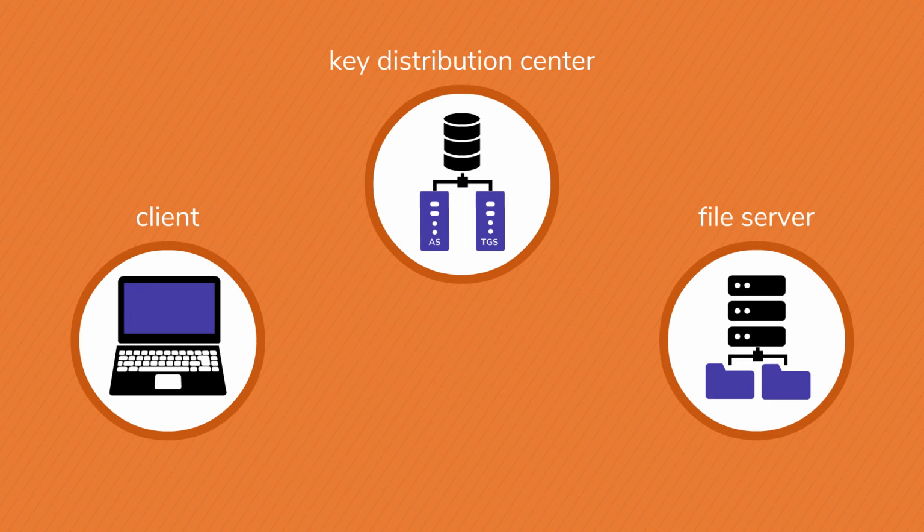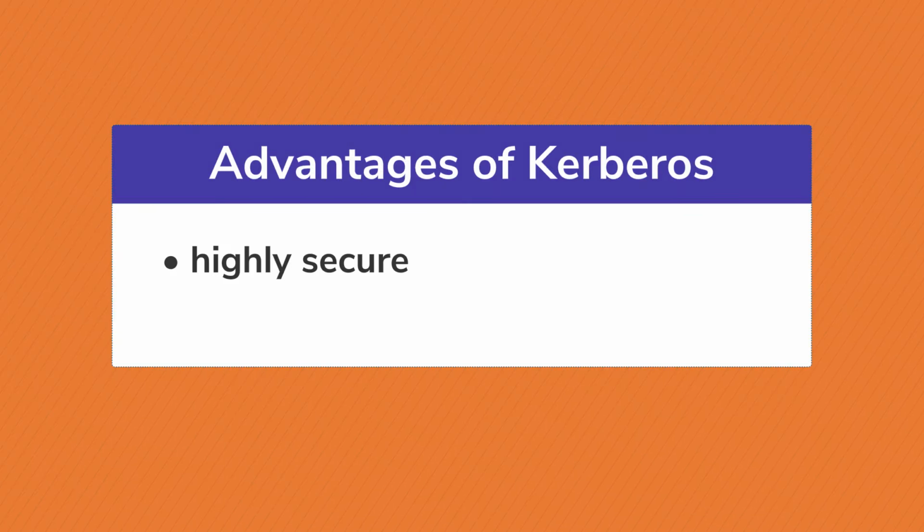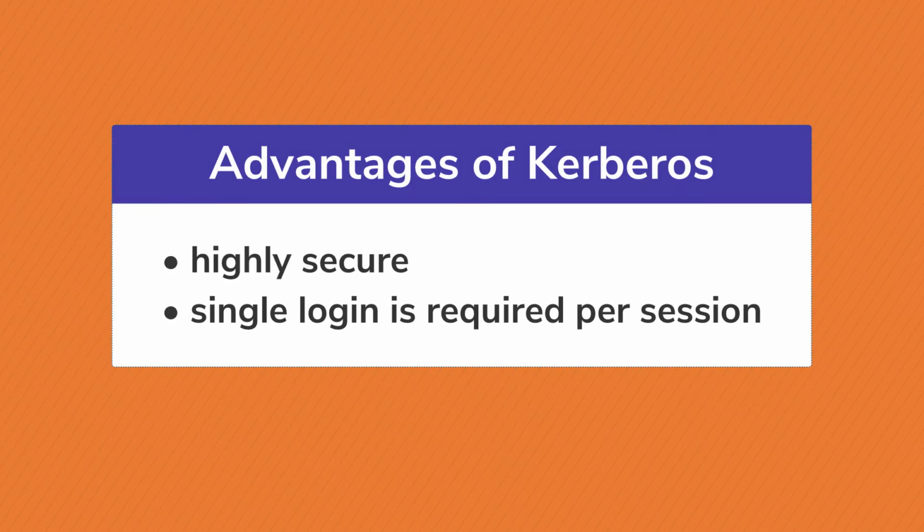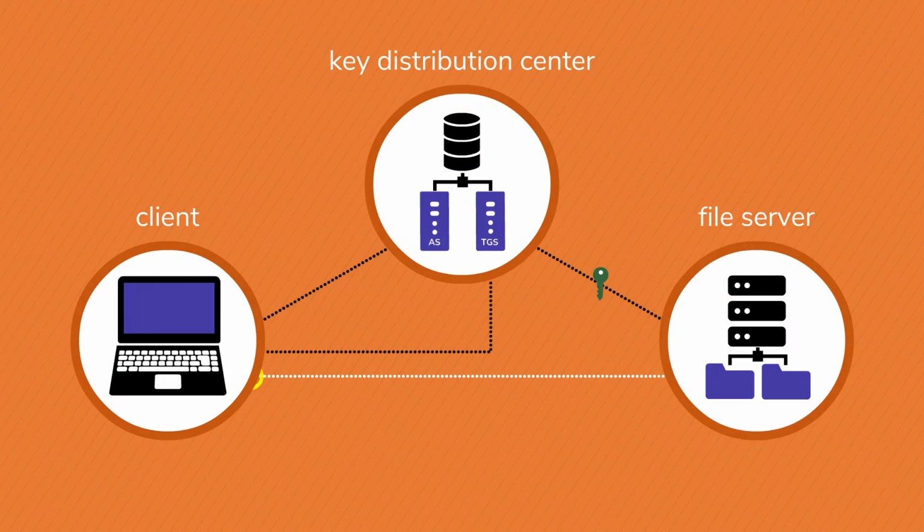The file server receives this token and encrypts the token with a secret key shared with the ticket-granting server. Based on the token, the file server allows time-sensitive access, meaning the client can access the file server only for a certain amount of time. Kerberos is highly secure and uses a single login per session. In this demonstration, you learned about Kerberos and how it works.